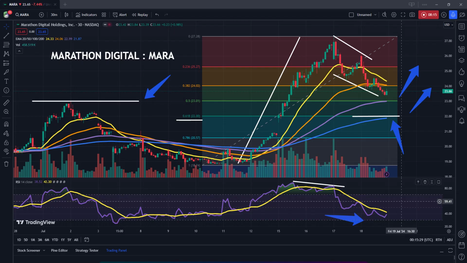So here's the current market analysis for Marathon Digital Holdings Incorporated, stock ticker MARA.